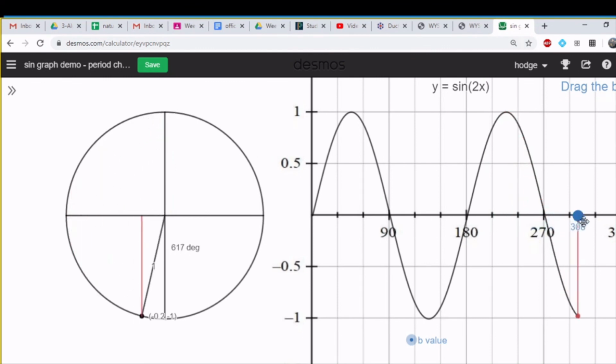By the time we get to 360 for x, 2 times 360 is 720. So by the time x is 360, we've gone around the circle twice. So that 2 basically sped things up. We went around the circle twice as fast, so we got not one wave, but 2 full waves between 0 and 360.